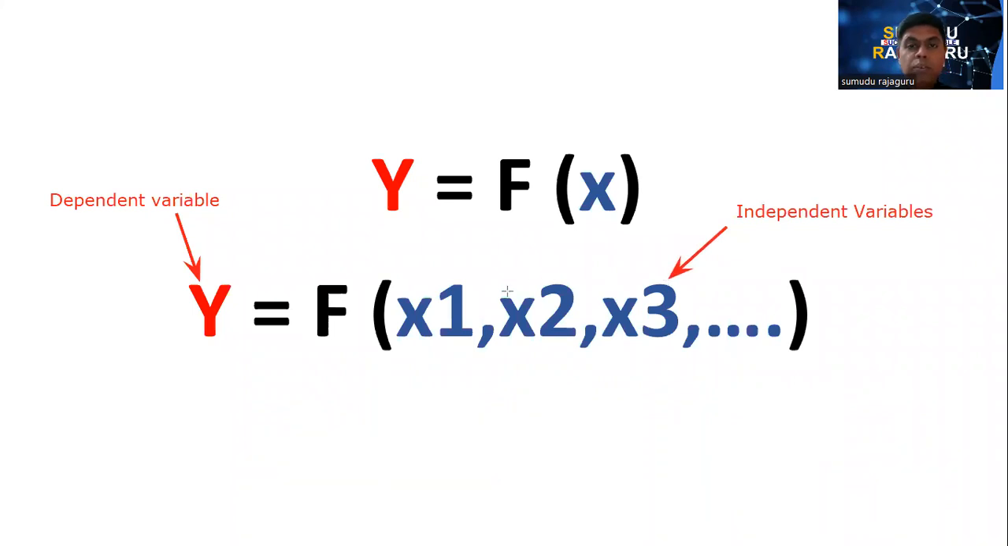So we can change only the independent variable, because y is the dependent variable. Please understand this equation. When we change these x values, the independent variables, y automatically changes. So we can't do anything on y, we can do anything on x only.